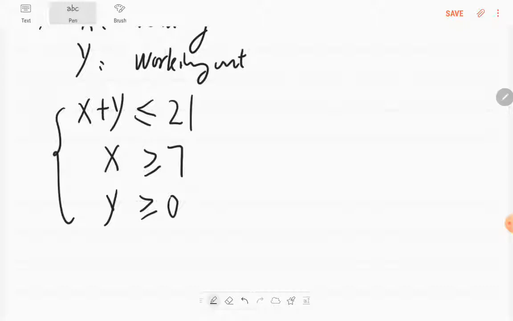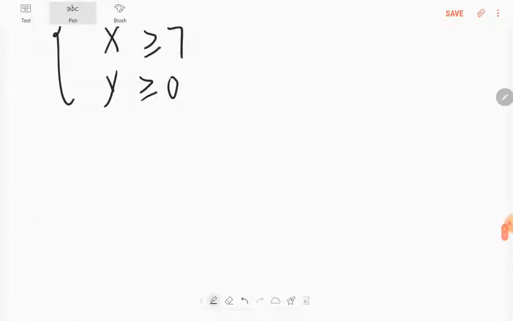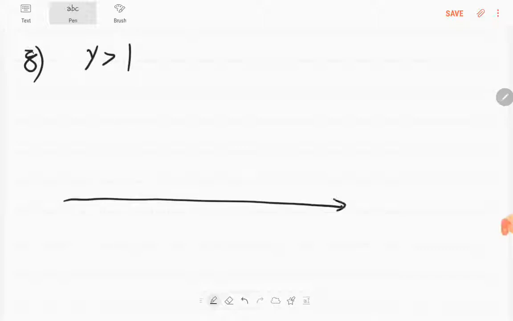Now let's look at the next one. Number 8. So we want to graph the inequality y greater than 1. So first let's locate y equals 1. Since here it is greater than, the boundary y equals 1 is not included, so we use the dashed line.